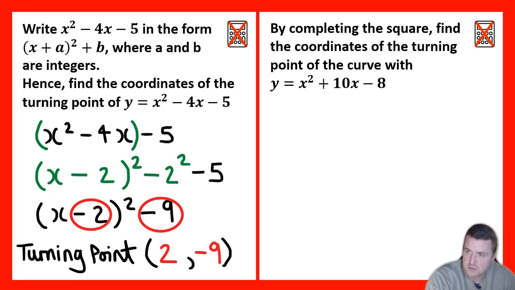On to the second question, worded slightly differently. By completing the square, find the coordinates of the turning point of the curve. They didn't have to tell us to use completing the square here.